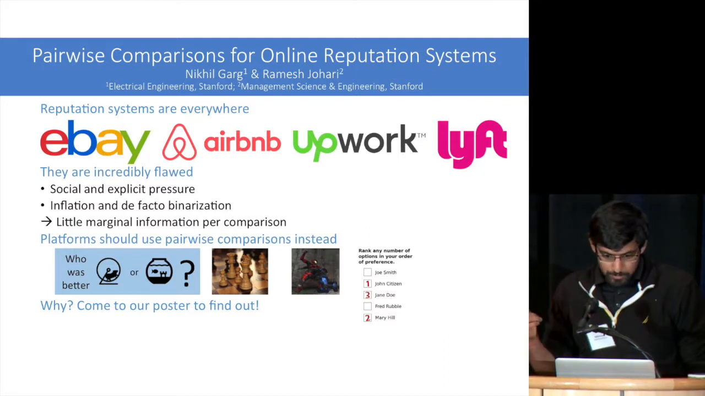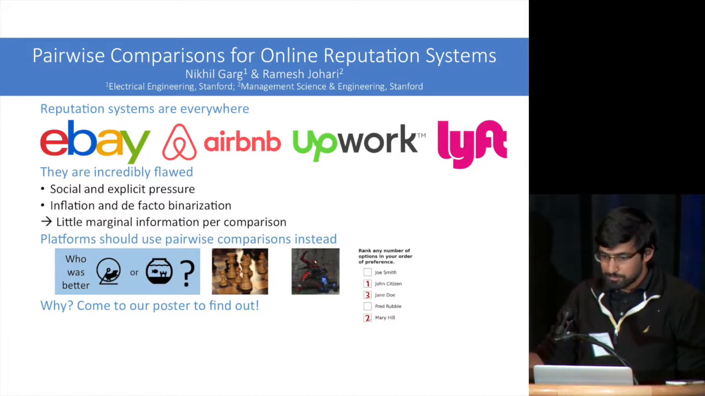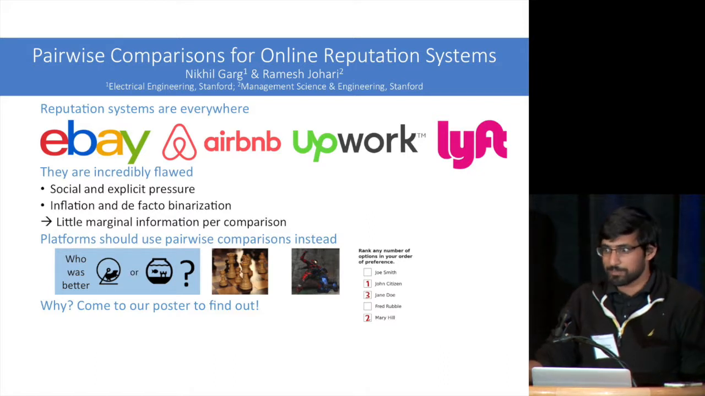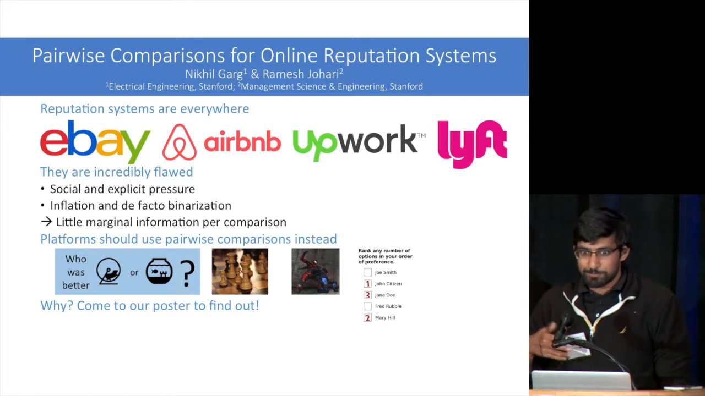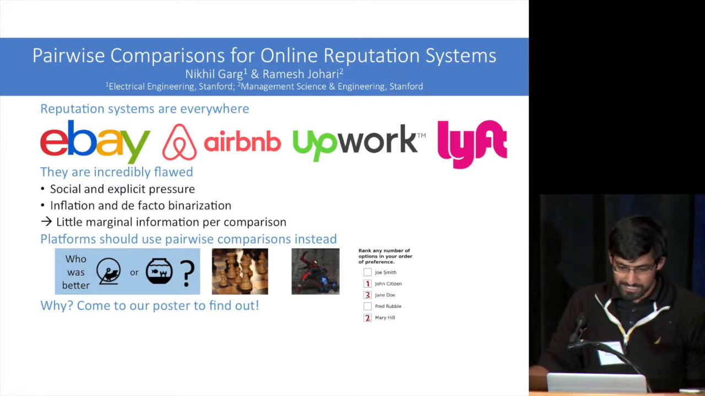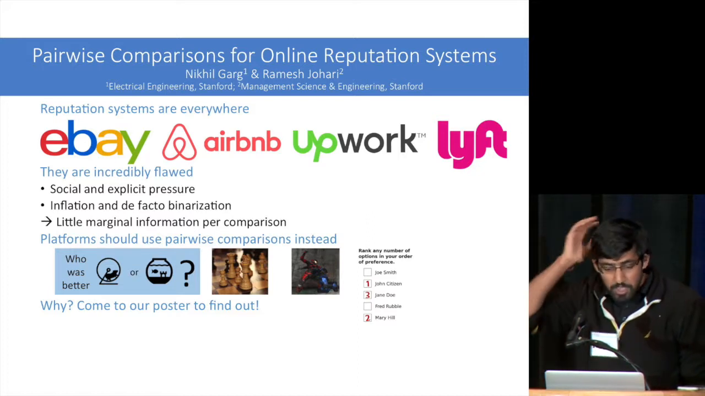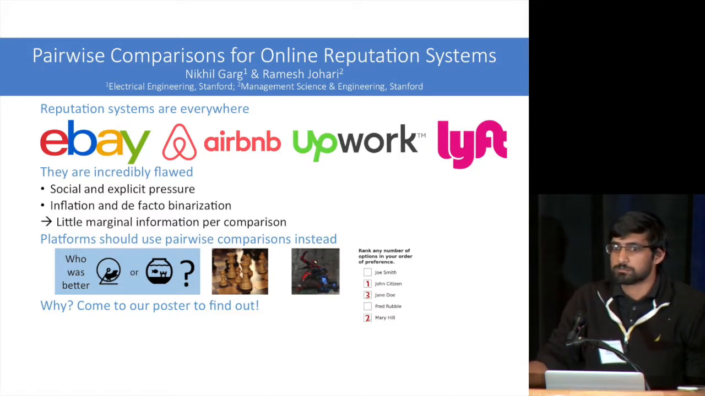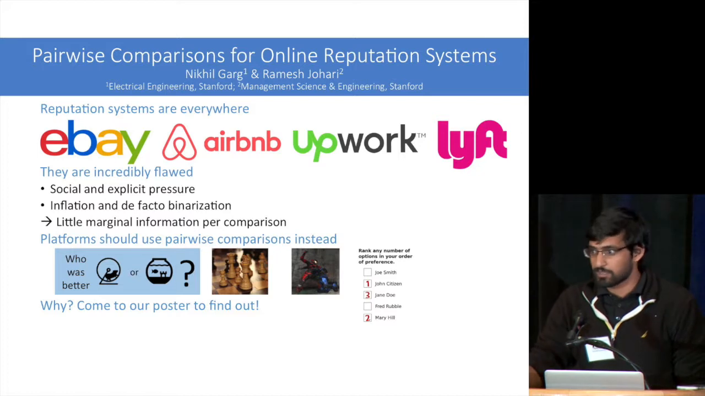Hi, I'm Nikhil. I work with Ramesh Johari in the Management Science and Engineering Department. And so a lot of modern online marketplaces depend on reputation systems. So if you have an experience on Lyft, eBay, Airbnb, whatever, you're asked to rate things after you have it. And it turns out in the last 10 years, a lot of work has shown that these reputation systems are close to useless. And that's for a lot of reasons of how humans behave. We argue in this work that these systems should switch to using comparison-based systems, because they recover more marginal information per rating and are much more robust to the standard characteristics you see in online markets.